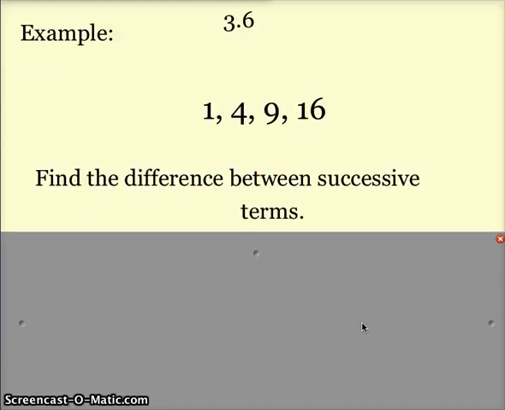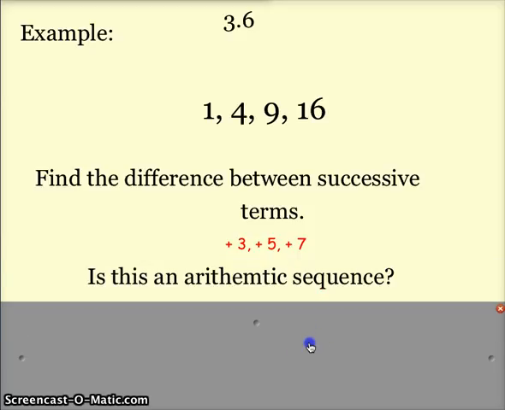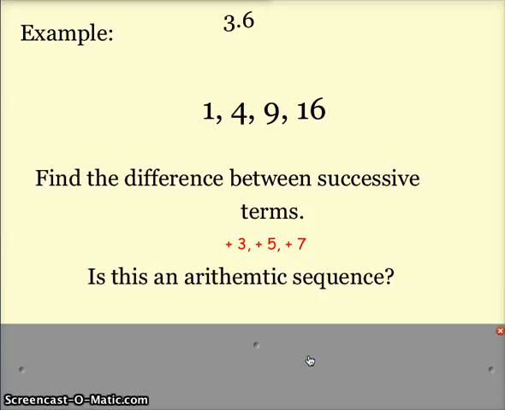Look here. We go from 1 to 4, 4 to 9, and 9 to 16. What's the difference between successive terms? Well, from 1 to 4, I add 3. From 4 to 9, I add 5. And from 9 to 16, I add 7. So while this is a pattern, this is not considered an arithmetic sequence because the number that it changes by is not a common difference.